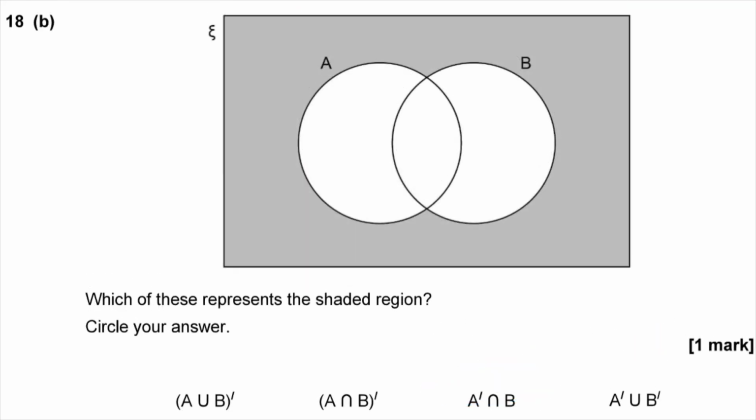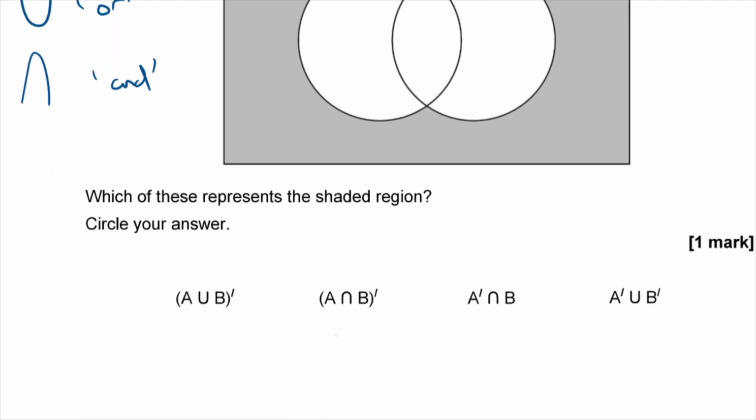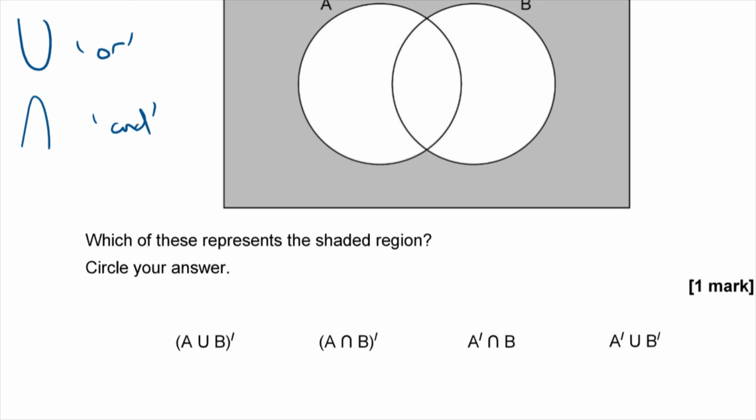In question 18b, I've been given another region on the same diagram, and again I need to find the correct set notation to use here. Now remember what I was saying earlier, that union is the same thing as or, and intersect is the same thing as and. Maybe that helps. So let's see if we can decode what some of these things that I've written down here. What is A union B? Well, A union B is everything inside A or everything inside B.